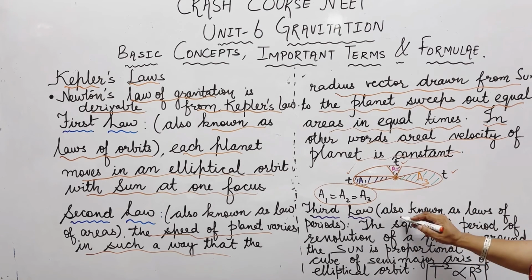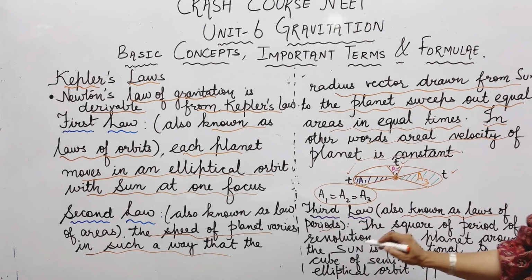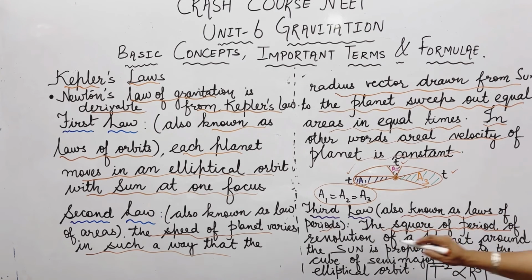The third law is also known as the law of periods. According to that, the square of the period of revolution of a planet around the sun is proportional to the cube of the semi-major axis of the elliptical orbit. Mathematically, it can be written as T square, where T is the period of revolution, is proportional to r cube, where r is the semi-major axis of the elliptical orbit. So T square is proportional to r cube.